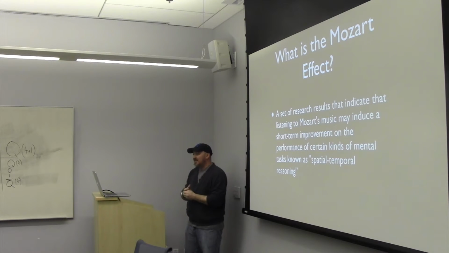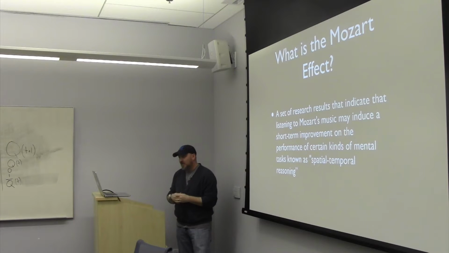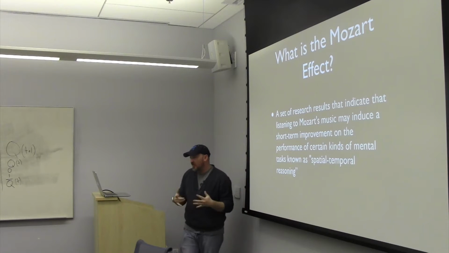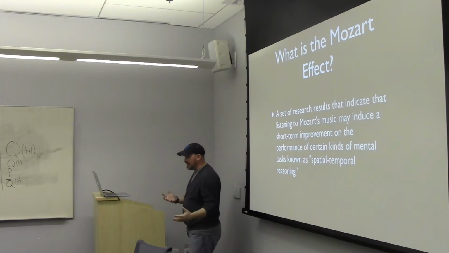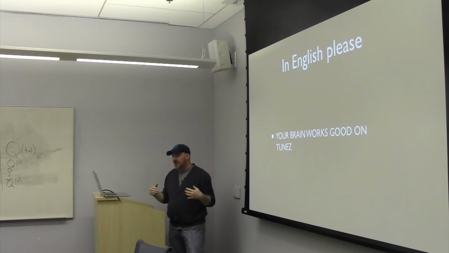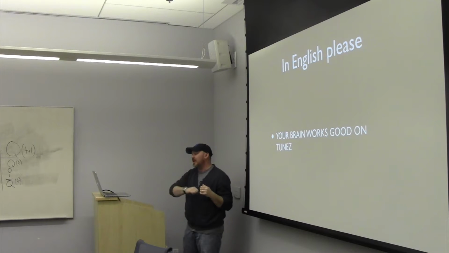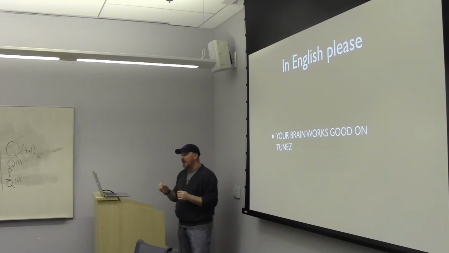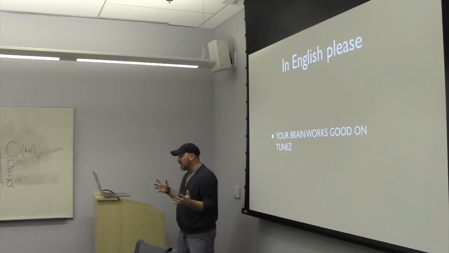So what exactly is it? The idea is it's a set of research results that indicate that listening specifically to Mozart's music may induce short-term improvement on the performance of certain kinds of mental tasks known as spatial temporal reasoning. Some things that fall into spatial temporal reasoning are things like building databases and writing code. So that's why this is kind of pertinent. In plain English, your brain works better when you're listening to music. Here it is. Mozart's Sonata for 2 Pianos, K448, for the first 10 minutes. That's what they used for their testing. So that was really cool.